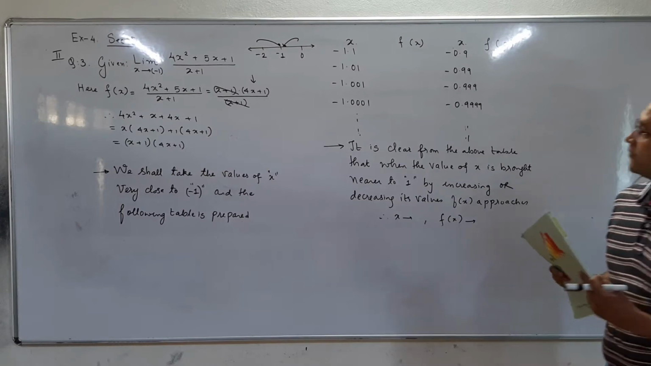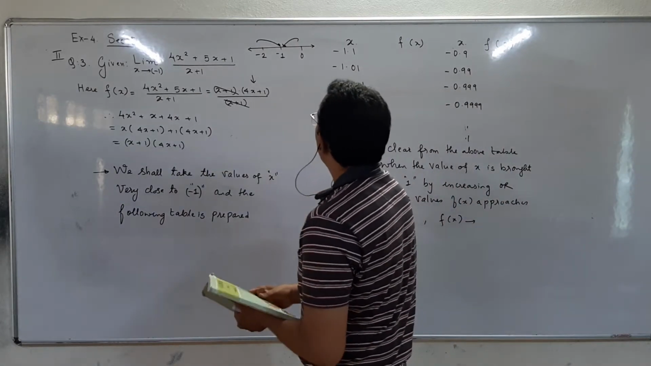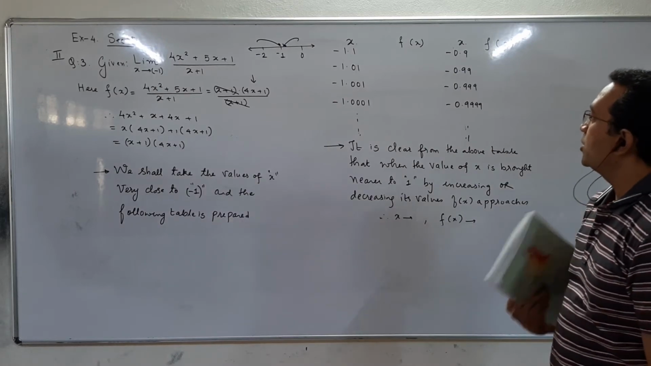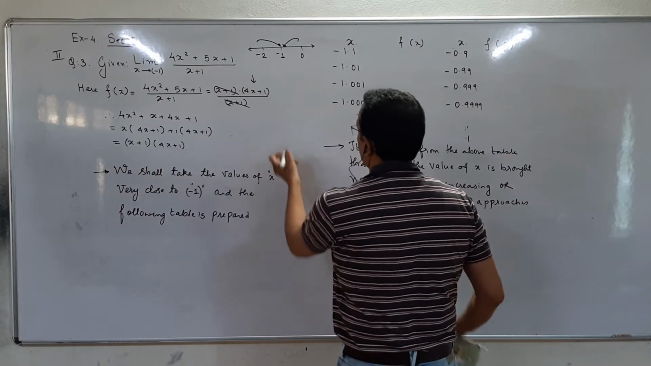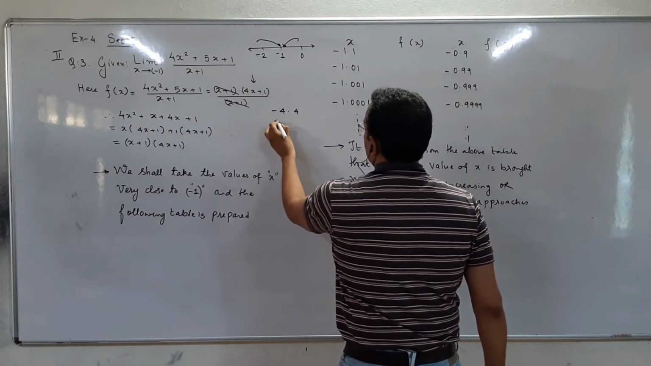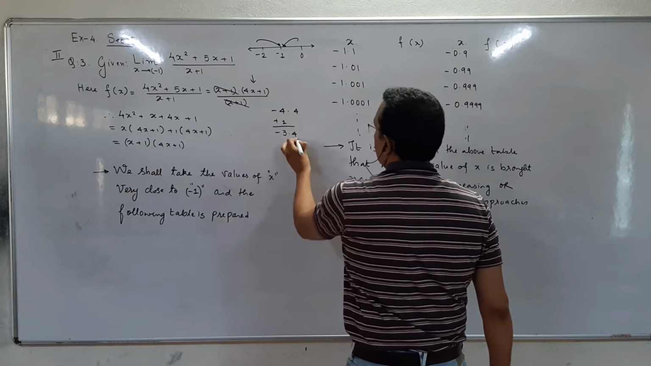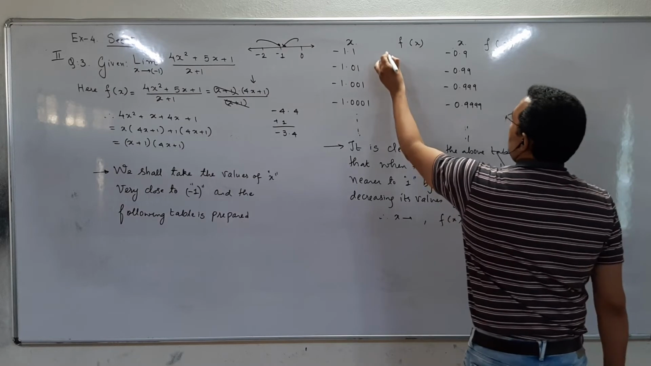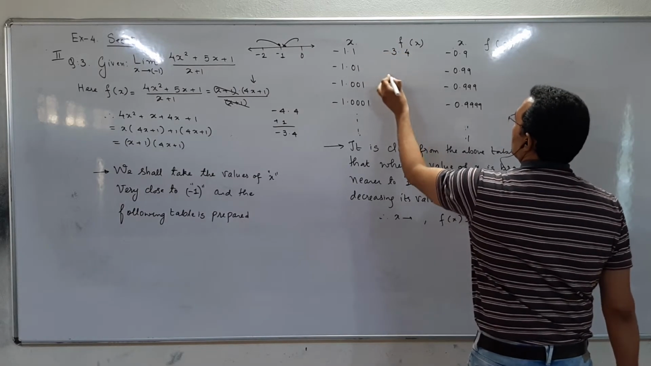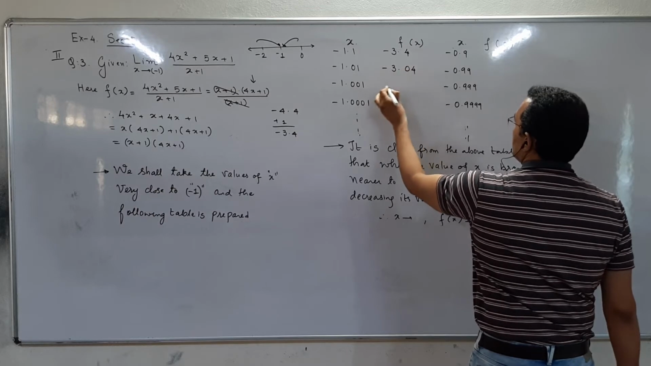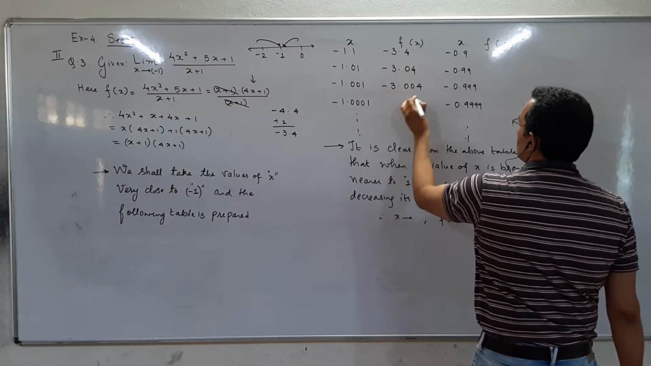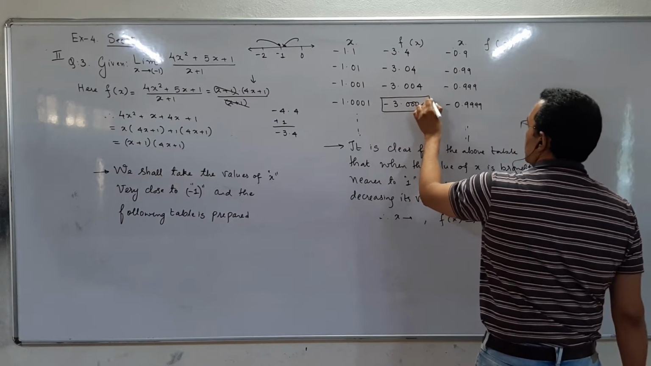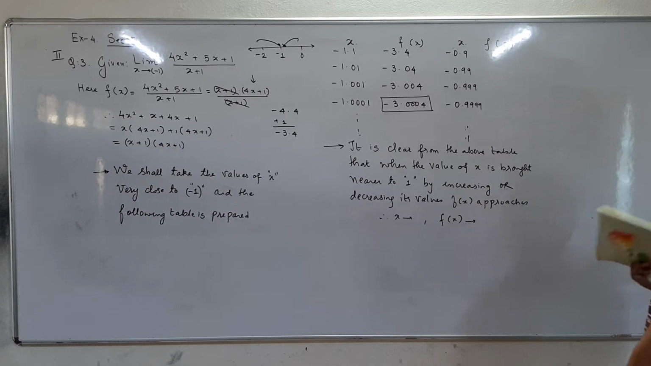Okay, let us take f of x when it is -1.1. So 4 into -1.1 will be -4.4 and plus 1 will be -3.4. So this first value will be -3.4, then -3.04, then -3.004, -3.0004, which is approximated as -3.